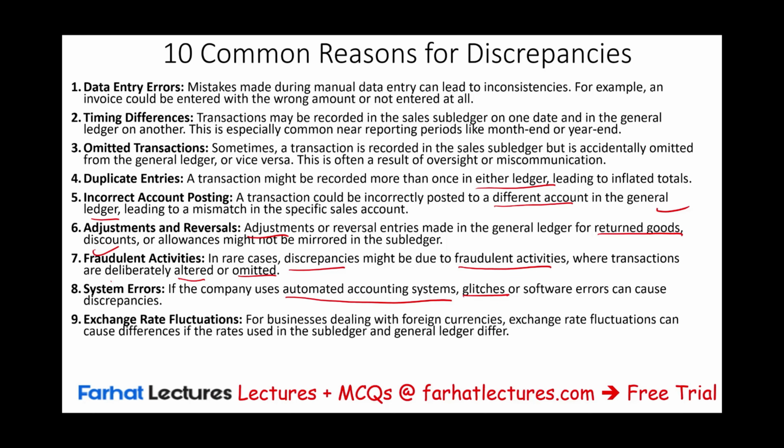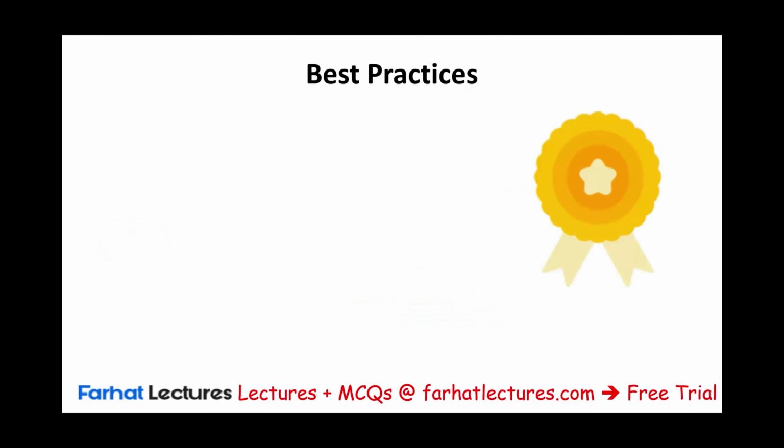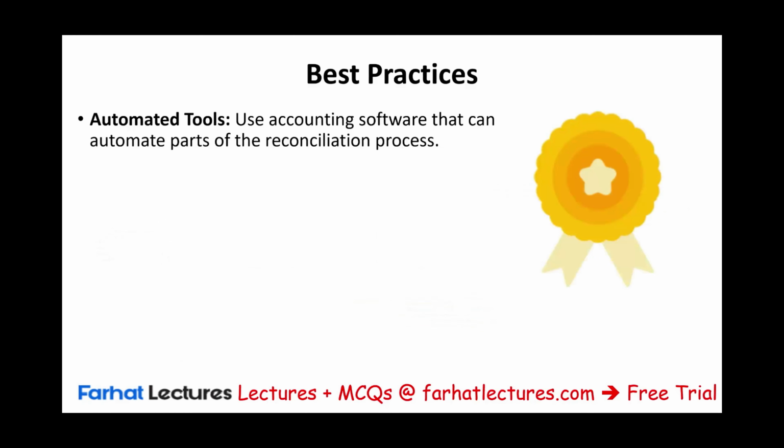Another reason for this error could be exchange rate fluctuation, especially if you are selling and receiving money in foreign currencies. You recorded the amount in the subledger differently than the general ledger, because the exchange rate differences will create a difference as well. You could also have rounding differences. Minor discrepancies can also arise from rounding off amounts in one ledger and not in the other. That could happen as well.